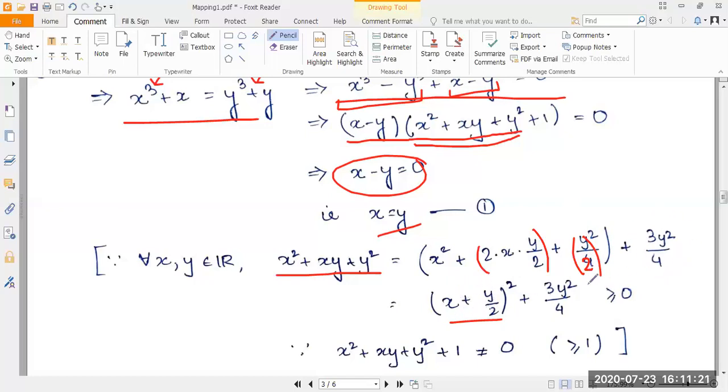And this 3y square by 4 is again a square term because we can write it as (root 3 y by 2) whole square. I'm not writing this in this form because that will make this page or this appearance untidy. But we know that 3y square by 4 can be written as a square term. So this x square plus xy plus y square can be written as the sum of two squares. So as you can see, that will be the sum of two squares, (x plus y by 2) whole square plus 3y square by 4. This is a sum of two squares, so of course it cannot be negative.